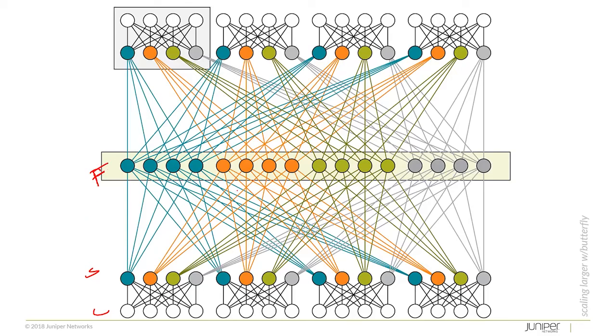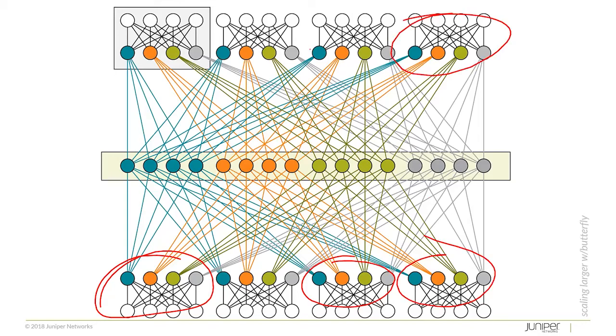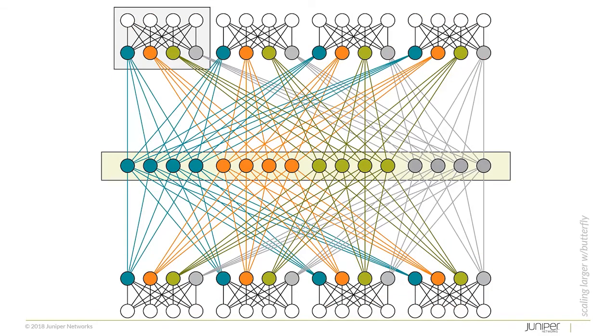Now, one of the interesting things about this particular design is that I get pods out of it. So I have these logical pods that I can use to scale out. I don't just have to add individual devices. I can add an entire pod at once. Again, the scale of the butterfly is primarily determined by the number of ports available on these fabric routers.